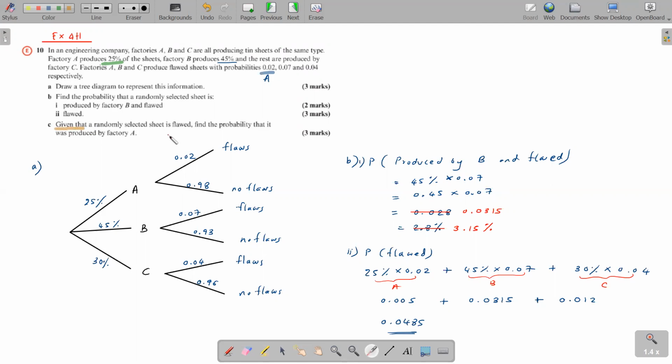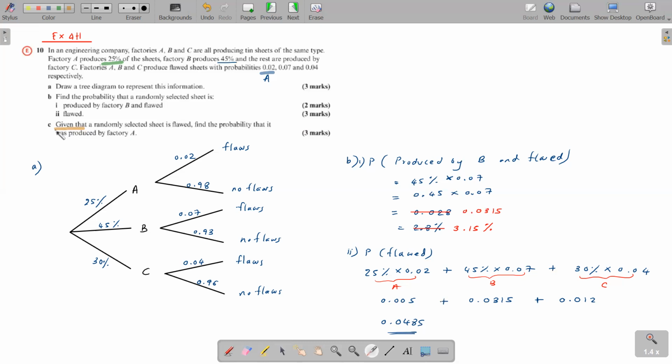So they are telling you that the sheet is flawed. Find the probability that it was produced by factory A. So guys, this is something that's really important. You need to understand, I think you remember we were discussing in detail something called conditional probability. So in conditional probability, you don't take everything, right? You only take from that given set, because the given is the thing that has already happened.